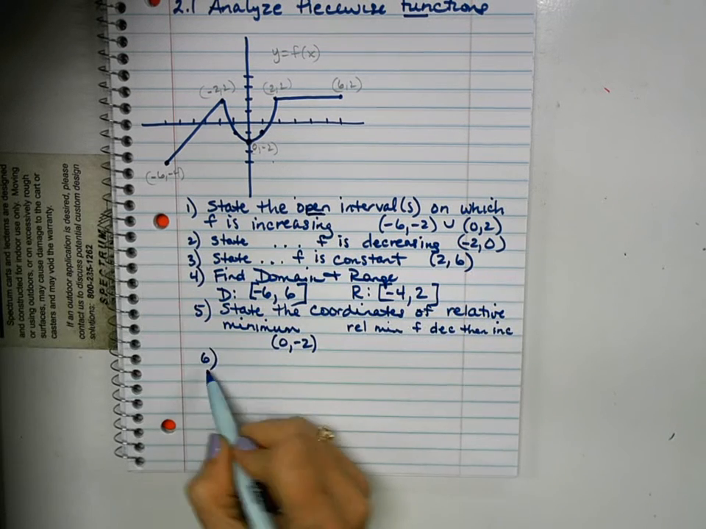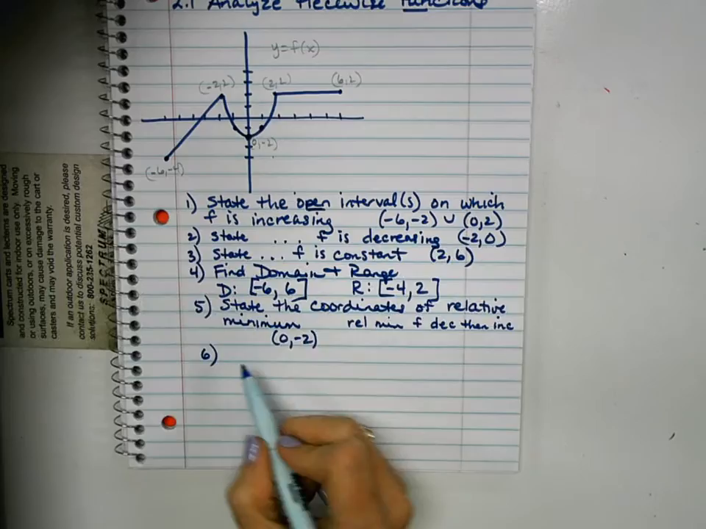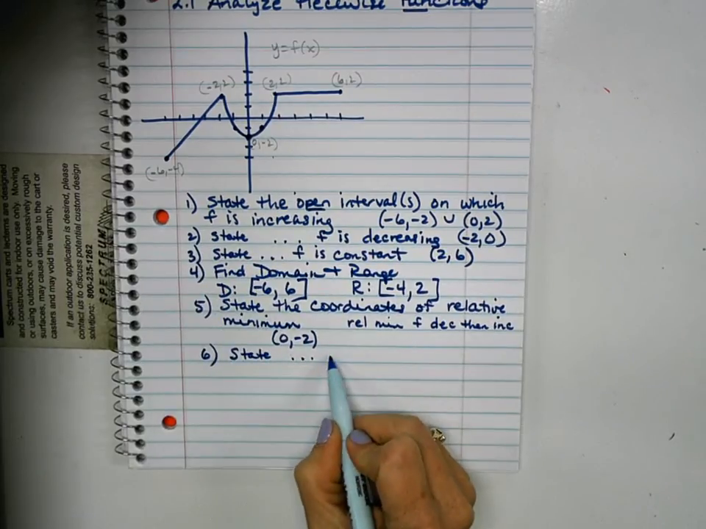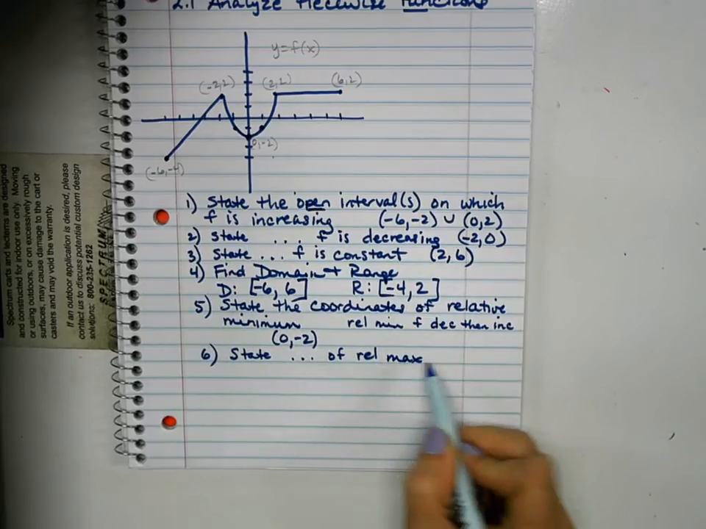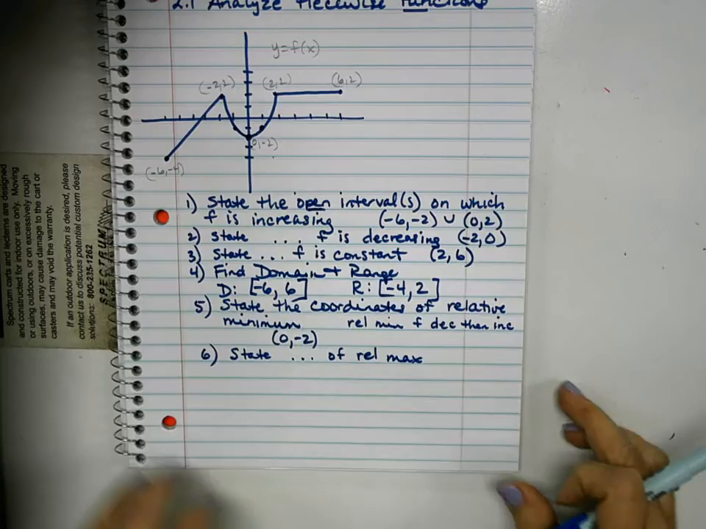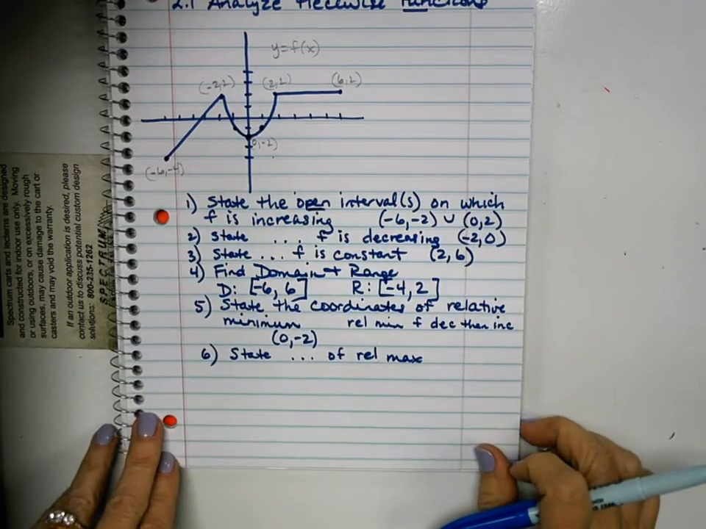Okay, so guess what the other one's called, where it increases and then decreases? Relative max. Okay, so can we go state the coordinates of the relative max? And so this is going to be the point where f changes from increasing to decreasing, and it could be a nice little hill or it could be a sharp peak. Doesn't matter. Just needs to change. Is there a spot here where the function changes from increasing to decreasing? Do you see it?